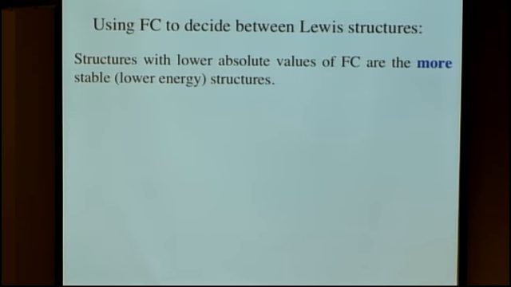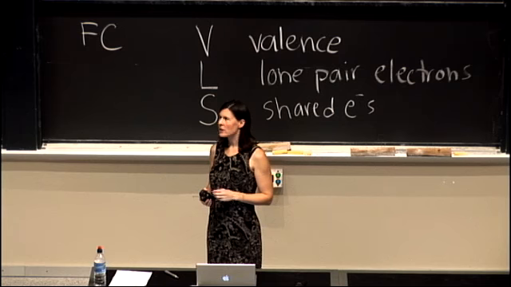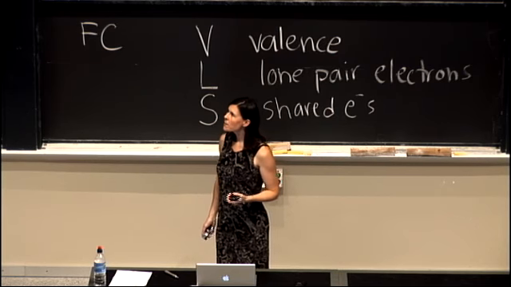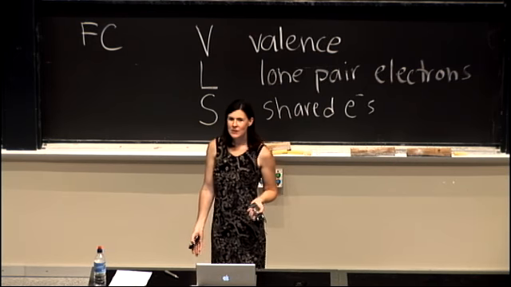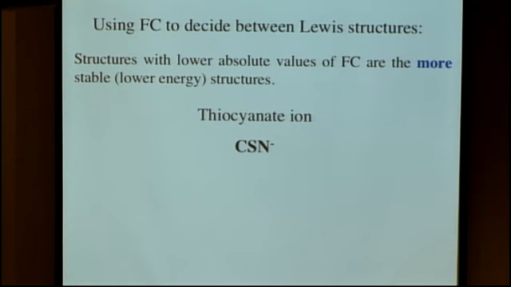look pretty good, and the one we want to determine as being the lowest energy structure is the one in which the absolute values of the formal charges are going to be lower, so essentially that they have less charge separation. Those are going to be the more stable or the lower energy structures. So for example, let's look at thiocyanate ion. We have C, S, and N.